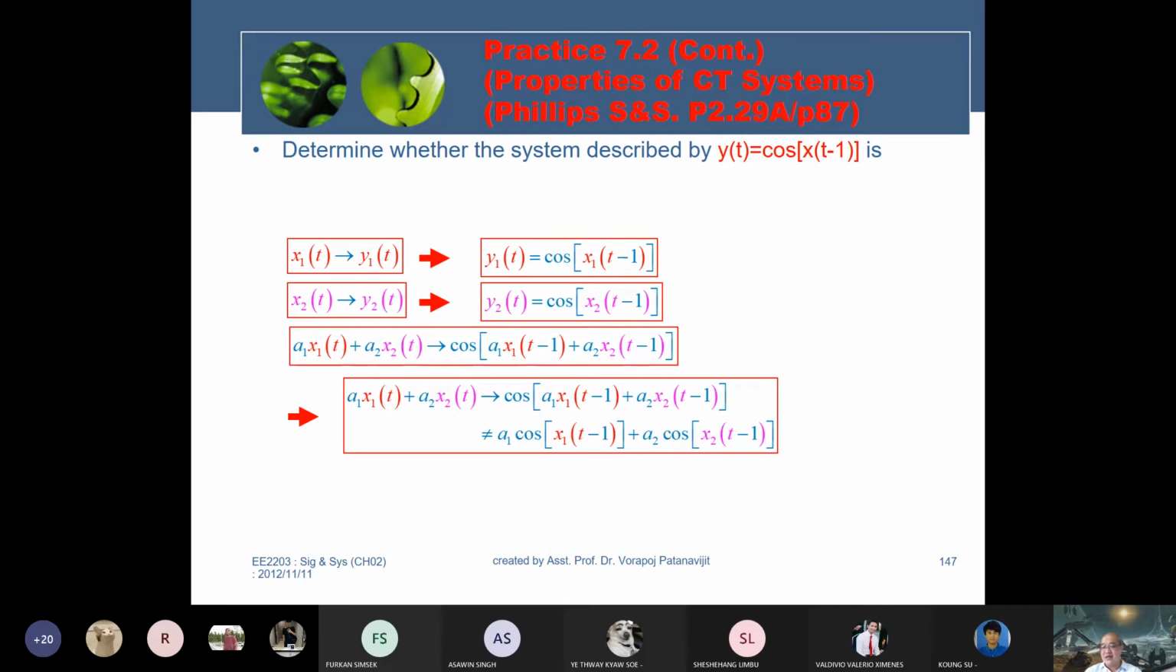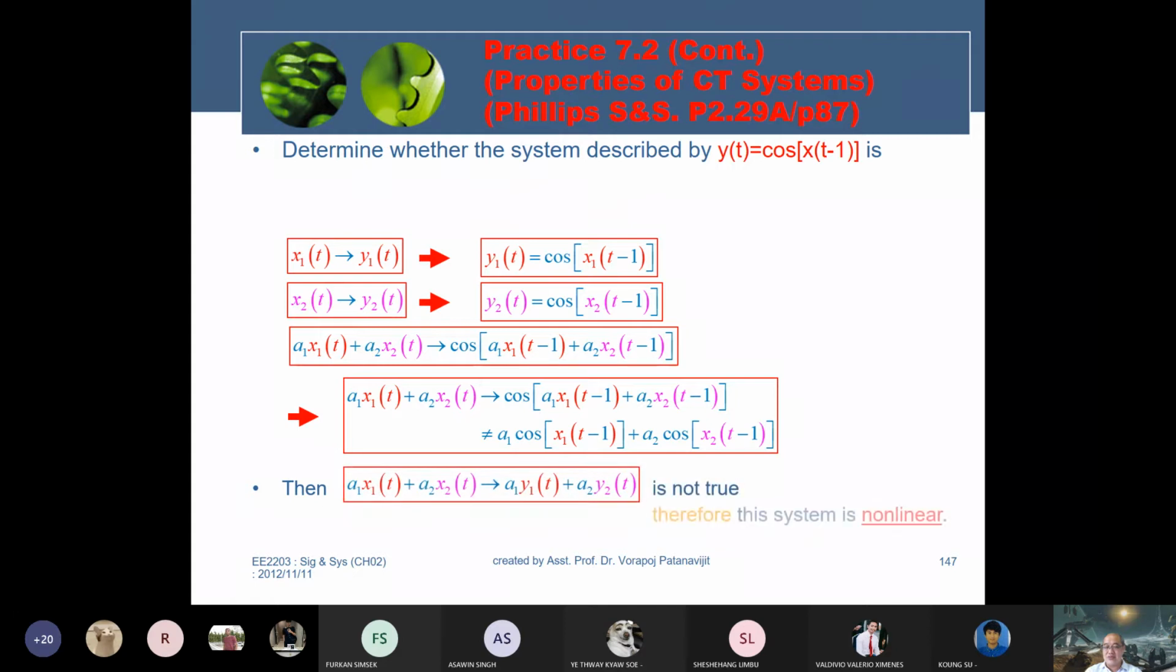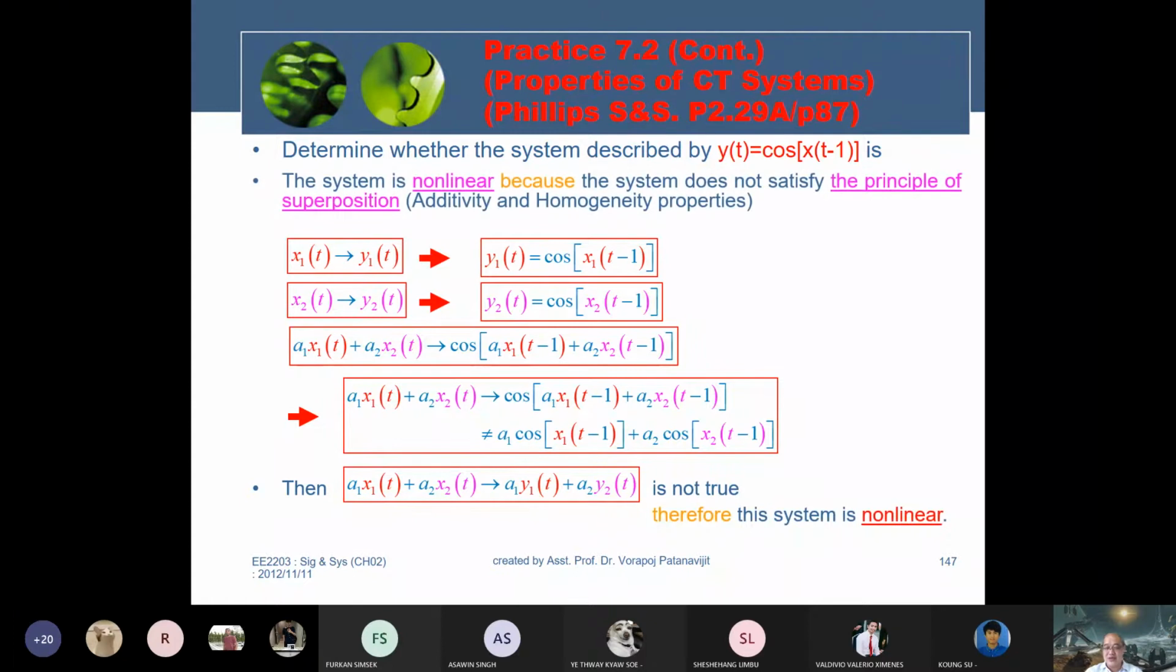No. Therefore, if it is not equal, it means in this case the system is non-linear because this equation is not true. x1 plus x2 does not produce y1 plus y2. The system is non-linear because the system does not satisfy the principle of superposition, that is additivity and homogeneity.